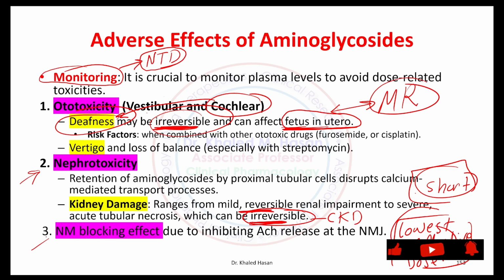And the last one is the neuromuscular blocking effect. The situation here is that they found that aminoglycosides may inhibit the release of acetylcholine from the neuromuscular junction.